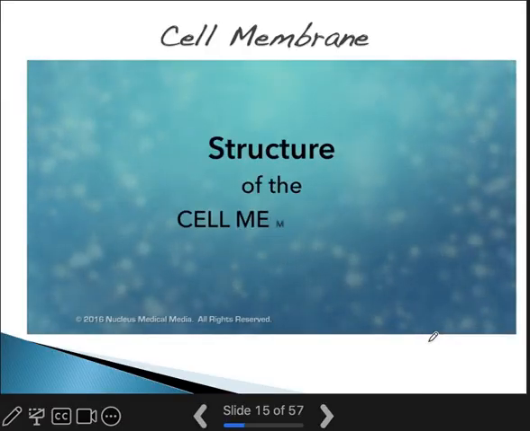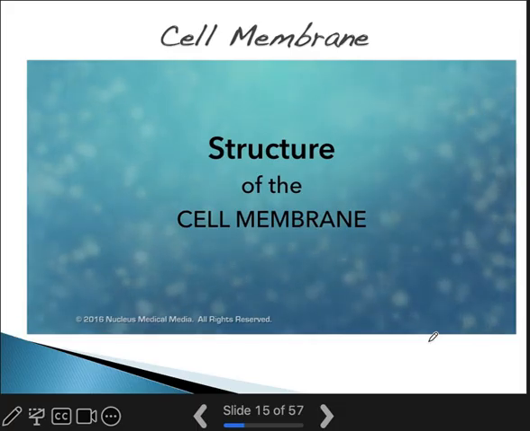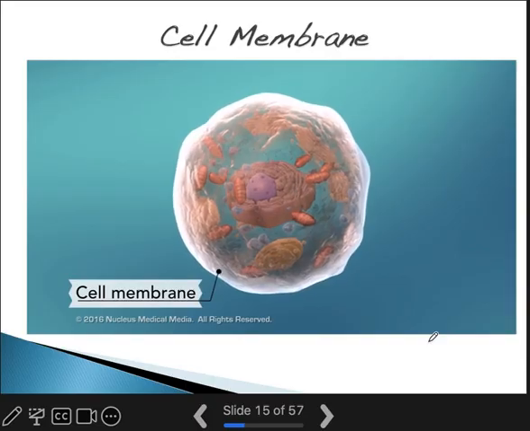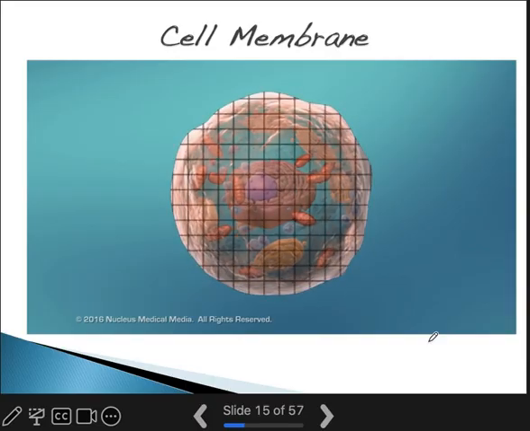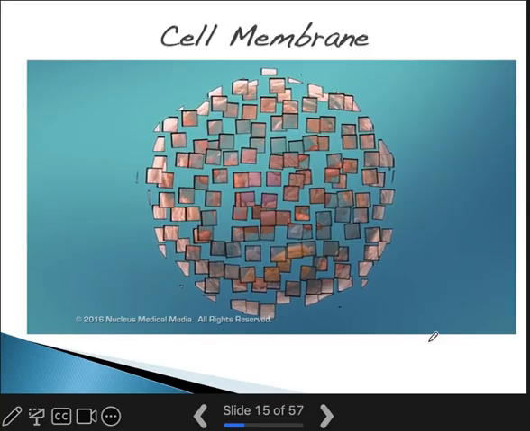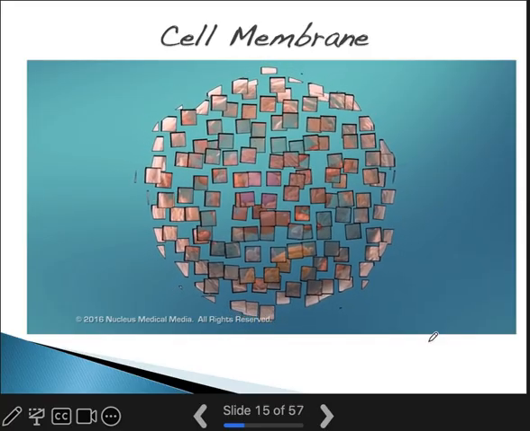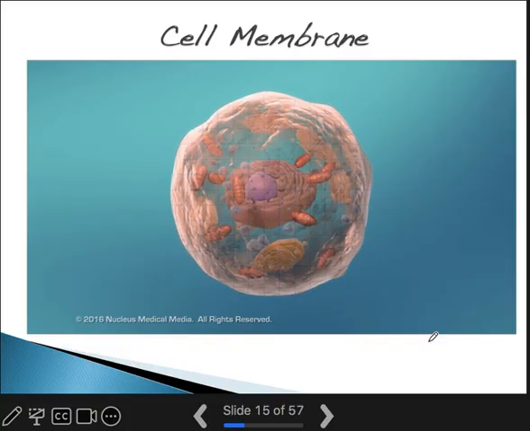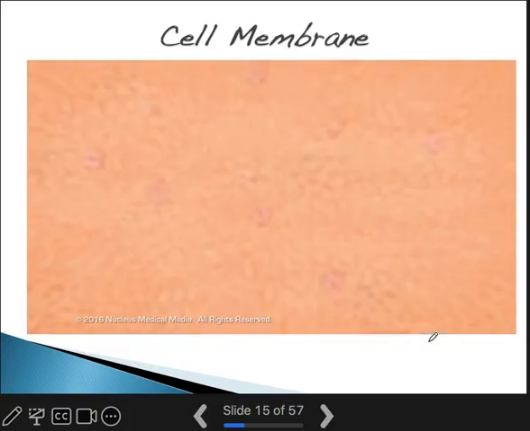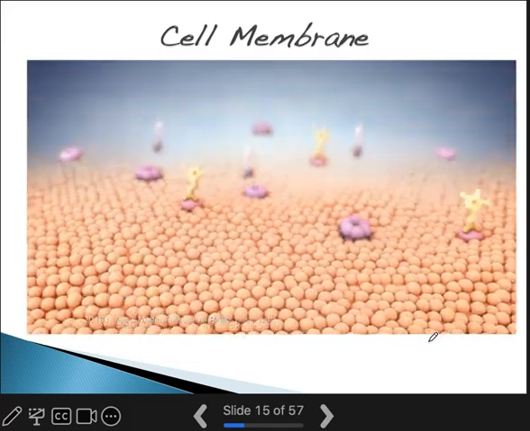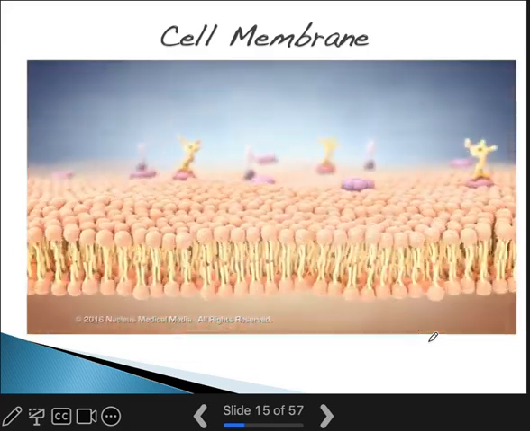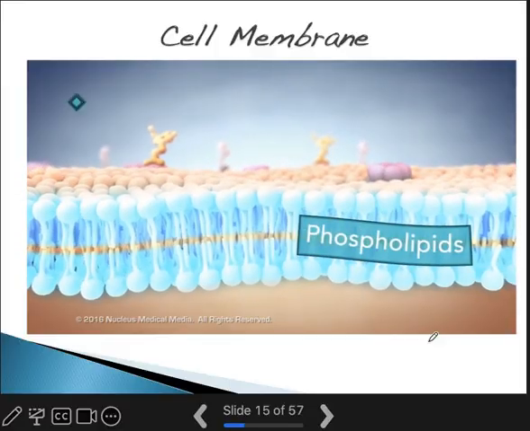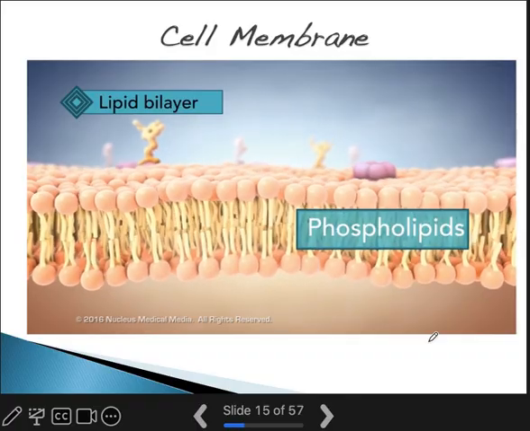In this video, we will be discussing the structure of the cell membrane. When scientists looked at the selectively permeable cell membrane, they described its structure as a fluid mosaic. You might know that a mosaic is a picture made up of little tiles. Like a mosaic, the cell membrane is made up of different parts as well. The cell membrane has two layers of phospholipids, referred to as a lipid bilayer.